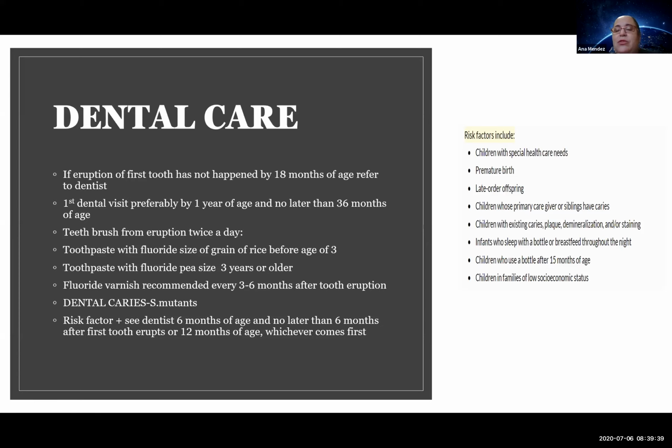Many times it's hard for parents to maintain good dental hygiene with them because they have a clenched jaw. Other risk factors: premature birth, later-born offspring, children whose primary caregiver or sibling has caries, which is very common in our practice, and children with existing caries, plaque, demineralization or staining. Infants who sleep with a bottle or breastfeed throughout the night, so we have to encourage parents not to do that once the teeth have erupted. Children who use a bottle after 15 months of age, and children in families of low socioeconomic status, which is like 99% of our patients.